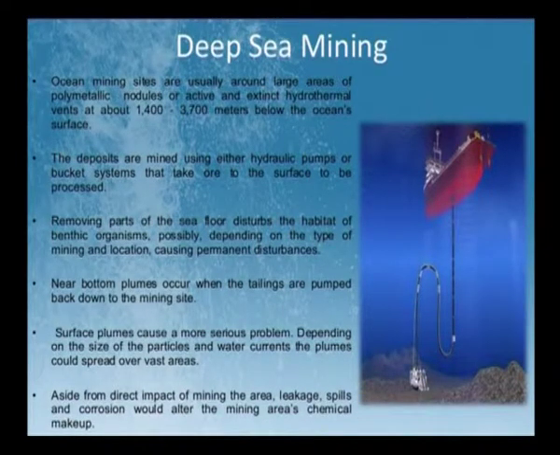Deep sea mining. Ocean mining sites are usually in large areas of polymetallic nodules or active and extinct hydrothermal vents at around 1400 to 3700 meters below the ocean surface. One might wonder how this can actually affect aquatic life, but it has serious impacts because mining done anywhere causes some amount of pollution, and when huge mechanisms, huge pumps and drilling machines are used at that level, at that pressure, these deposits and parts of the basic ocean floor get disrupted.